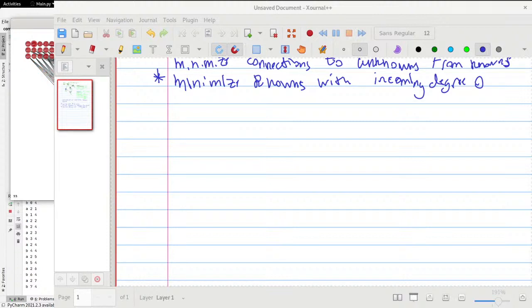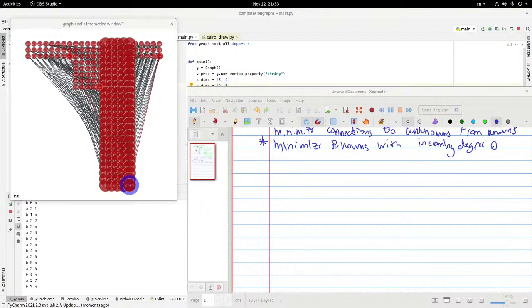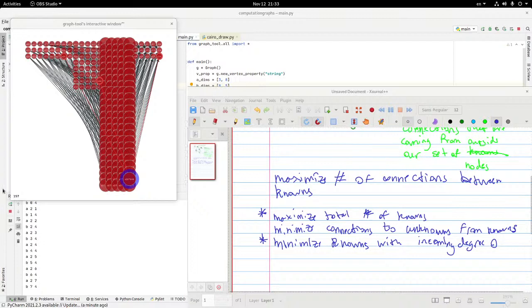And I want to figure out how I can split it up. Oh, I forgot that no one can see the screen. I'm just going to make this smaller. So I have this graph, and again, I want to maximize the total amount of knowns. Given a partition, I want to maximize the total amount of knowns, and minimize knowns with incoming degree 0.